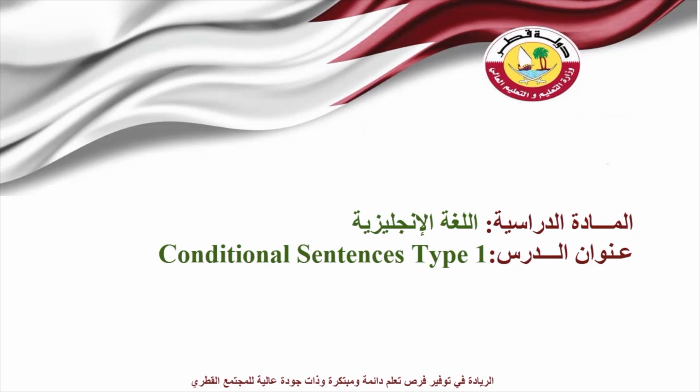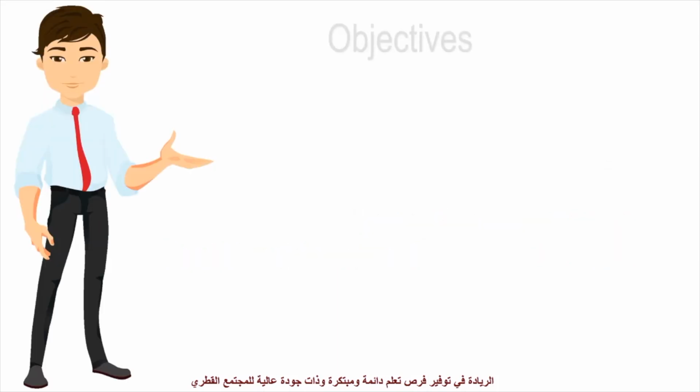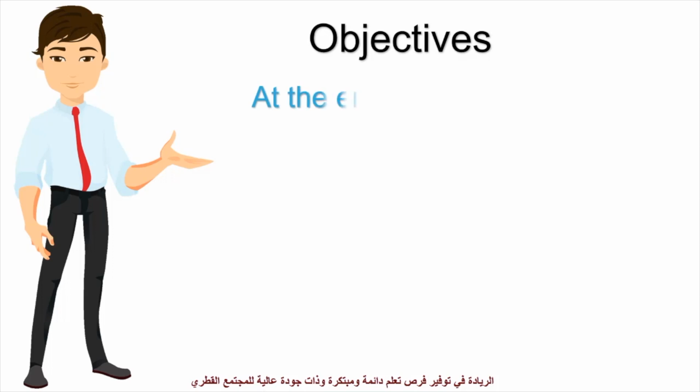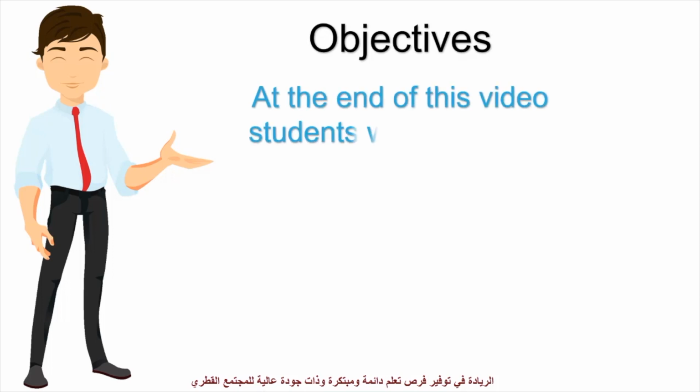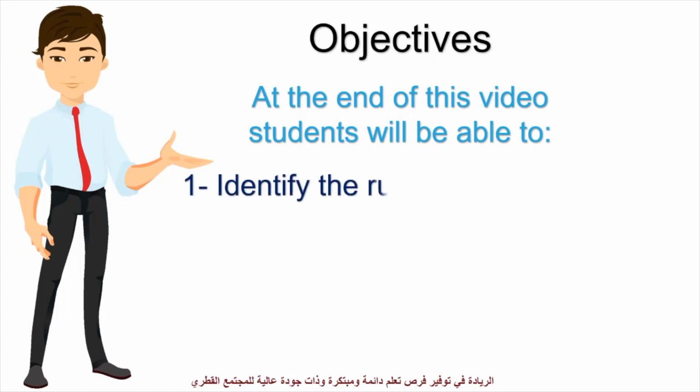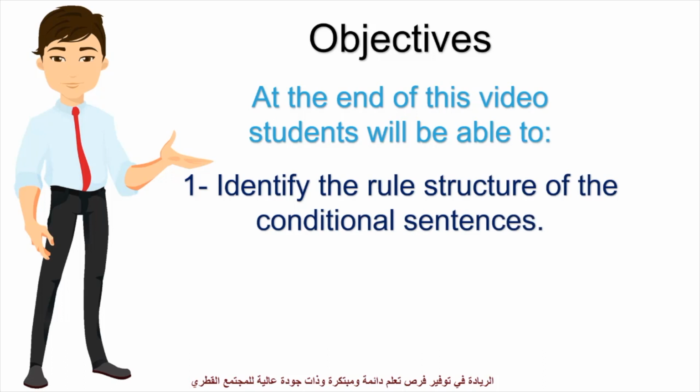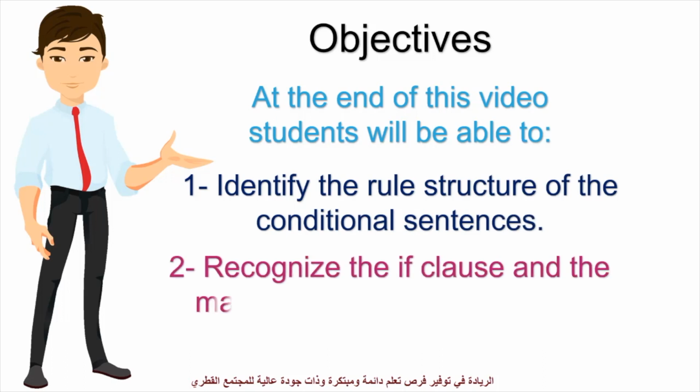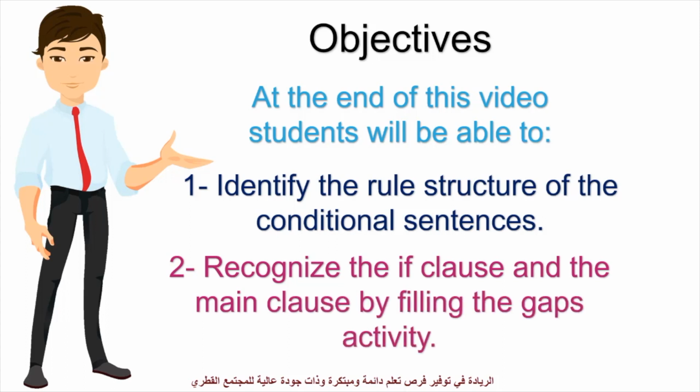My dear students, today's lesson is about Conditional Sentences Type 1. Let's begin with the objectives of the lesson. At the end of this video, students will be able to: number 1, identify the rule structure of the Conditional Sentences Type 1. Number 2, recognize the if clause and the main clause by filling the gaps activity.